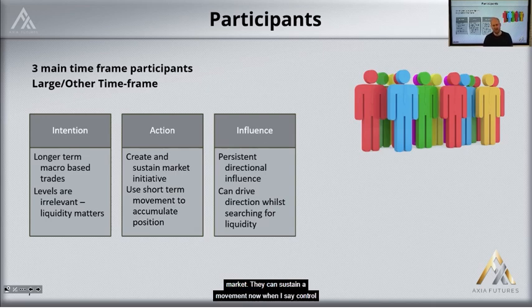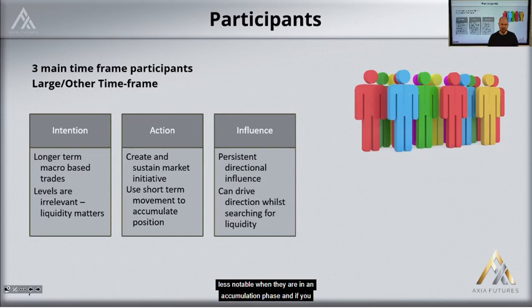They can sustain a movement. Now, when I say control, I don't mean this in terms of a manipulative or nefarious nature. I mean this from the point of view of their buying power being persistent. They need to buy on a certain day. They will continue to buy throughout the day, and that will drive price. So they have this persistent influence.